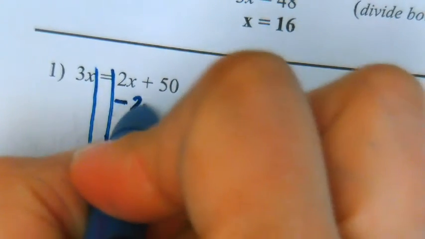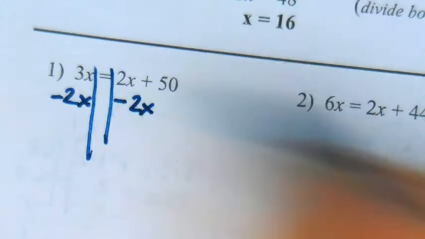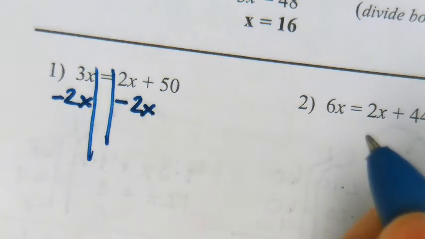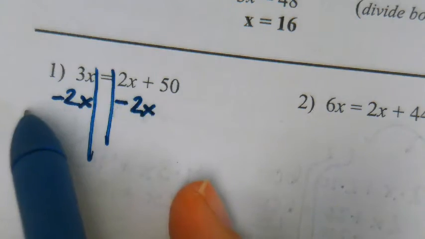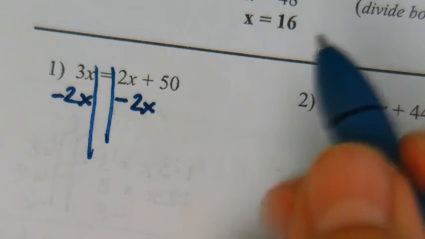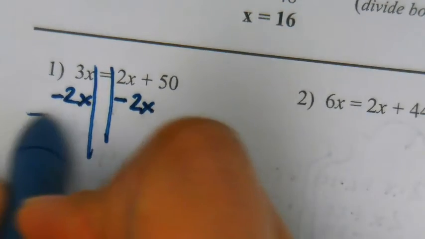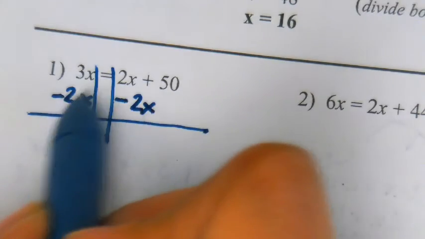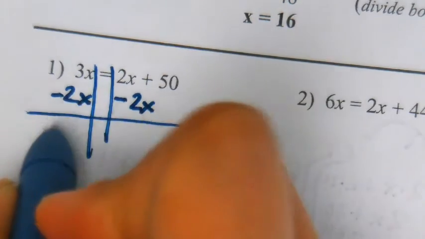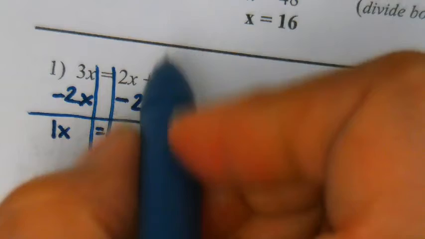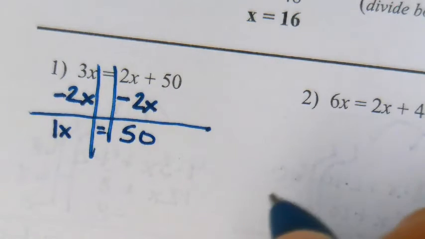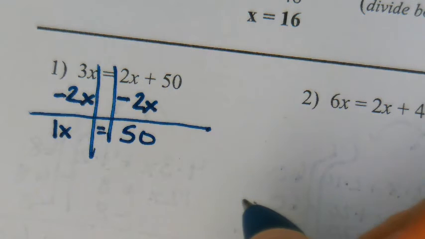So what I do is I go minus 2x minus 2x. Write this down. Focus. So what I do is I'm going to take the 2x and I'm going to move it to the other side. First thing is to get the x's together. So what is 3x minus 2x? 1x is equal to, now what's left over on this side? 50. Am I done? Okay, what do I have to do?